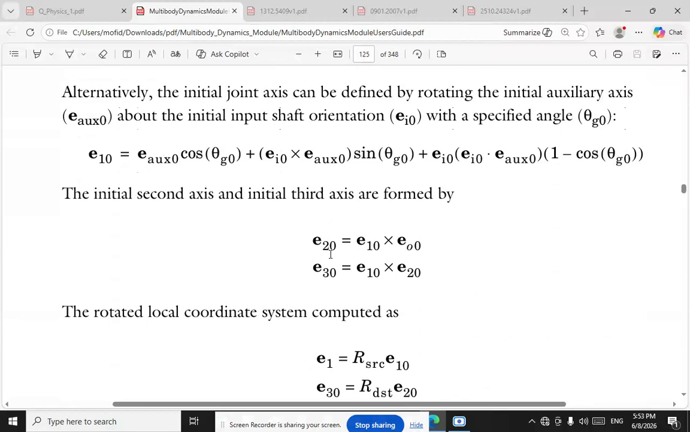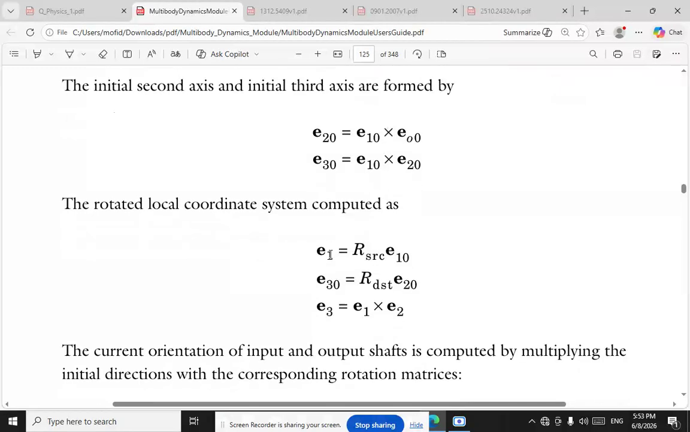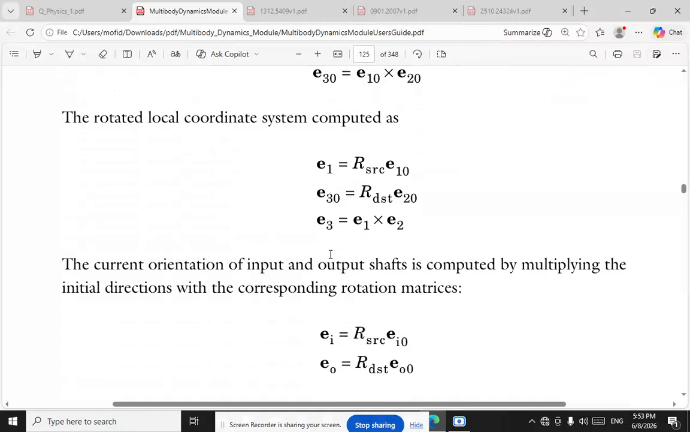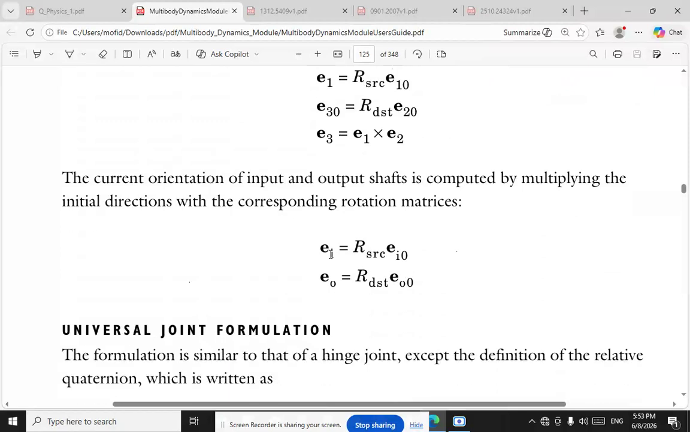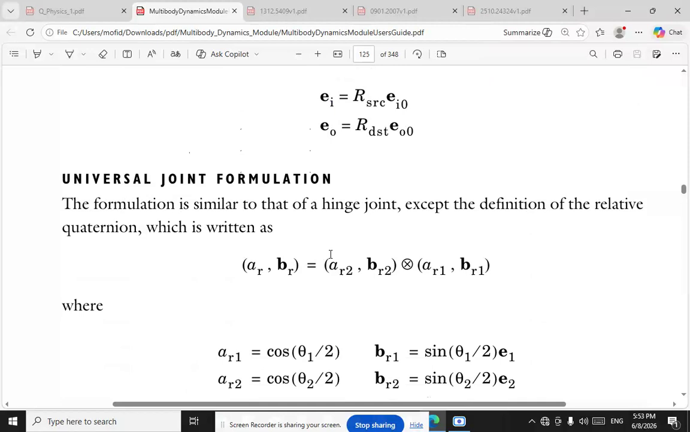The initial second axis and initial third axis are formed by e_20 is equal to e_10 multiplied by e_010, and e_30 is equal to e_10 multiplied by e_20. The rotated local coordinate system is computed as e_1 is equal to R_source e_10, e_2 is equal to R_destination e_20, e_3 is equal to e_1 multiplied by e_2. The current orientation of input and output shafts is computed by multiplying the initial directions with the corresponding rotation matrices: e_I is equal to R_source e_I0, e_O is equal to R_destination e_O0.